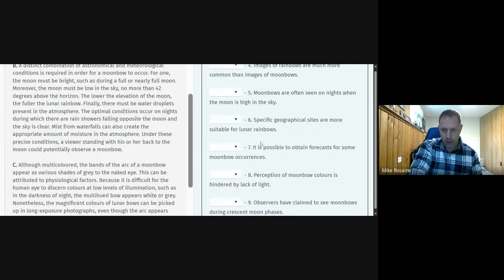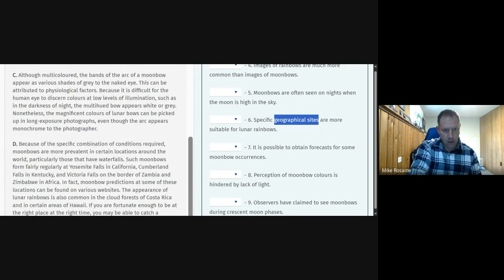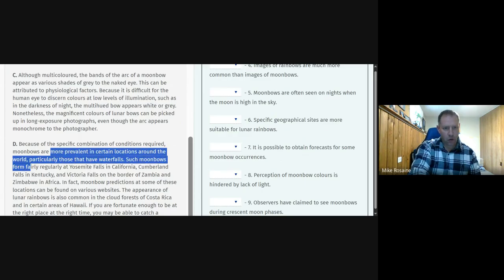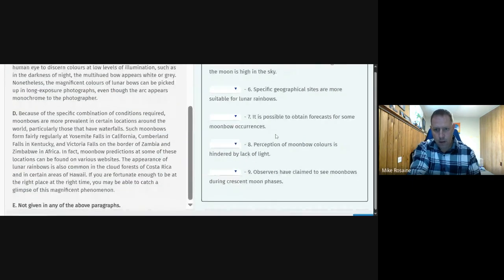All right, how about six? Specific geographical sites are more suitable for lunar rainbows. Oh, geographical sites. That sounds like the world, where it said in D, they're more prevalent in certain locations around the world, particularly those that have waterfalls. Well, that sounds more or less like the same idea. I would choose D. Guess what? I'm right. It's D.